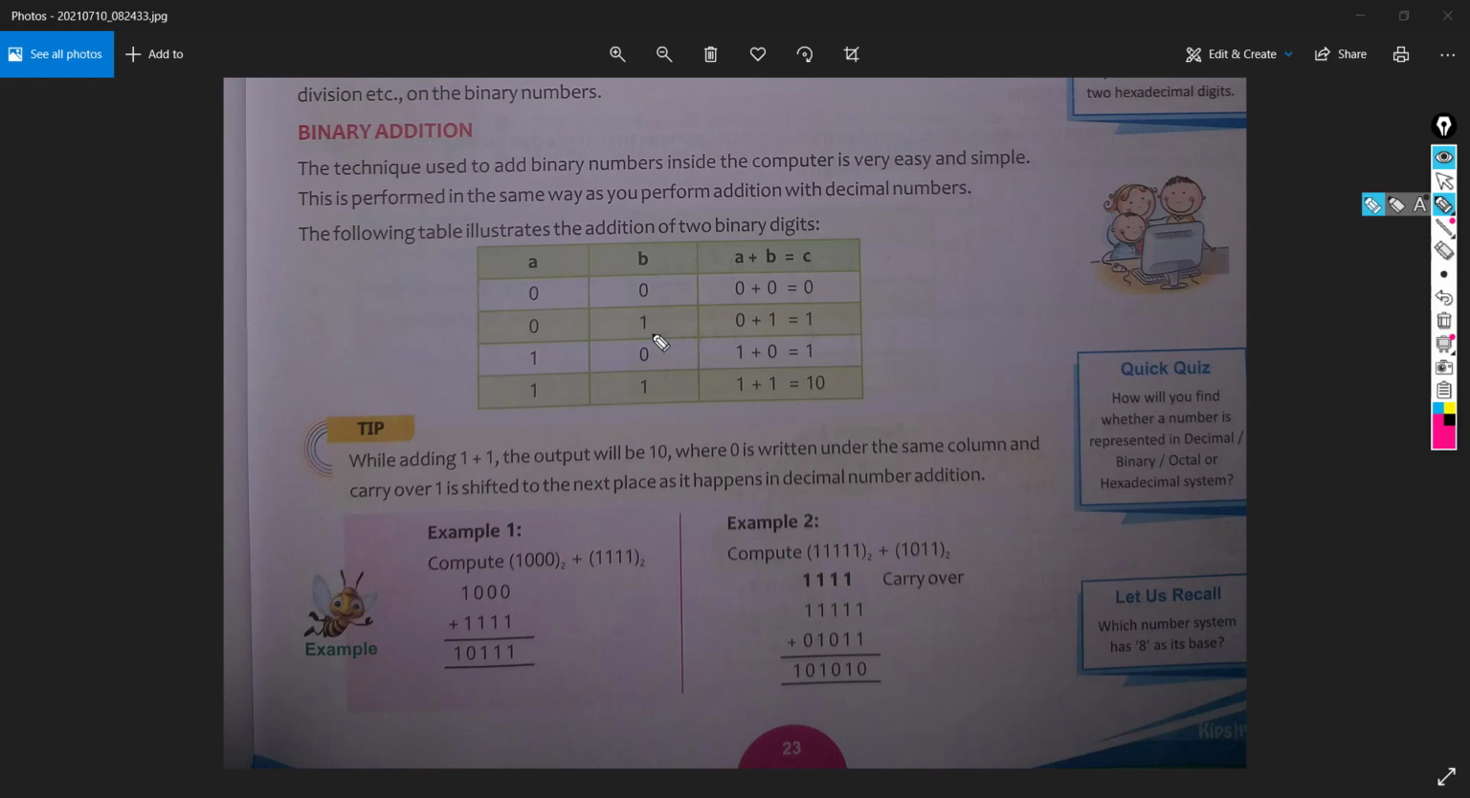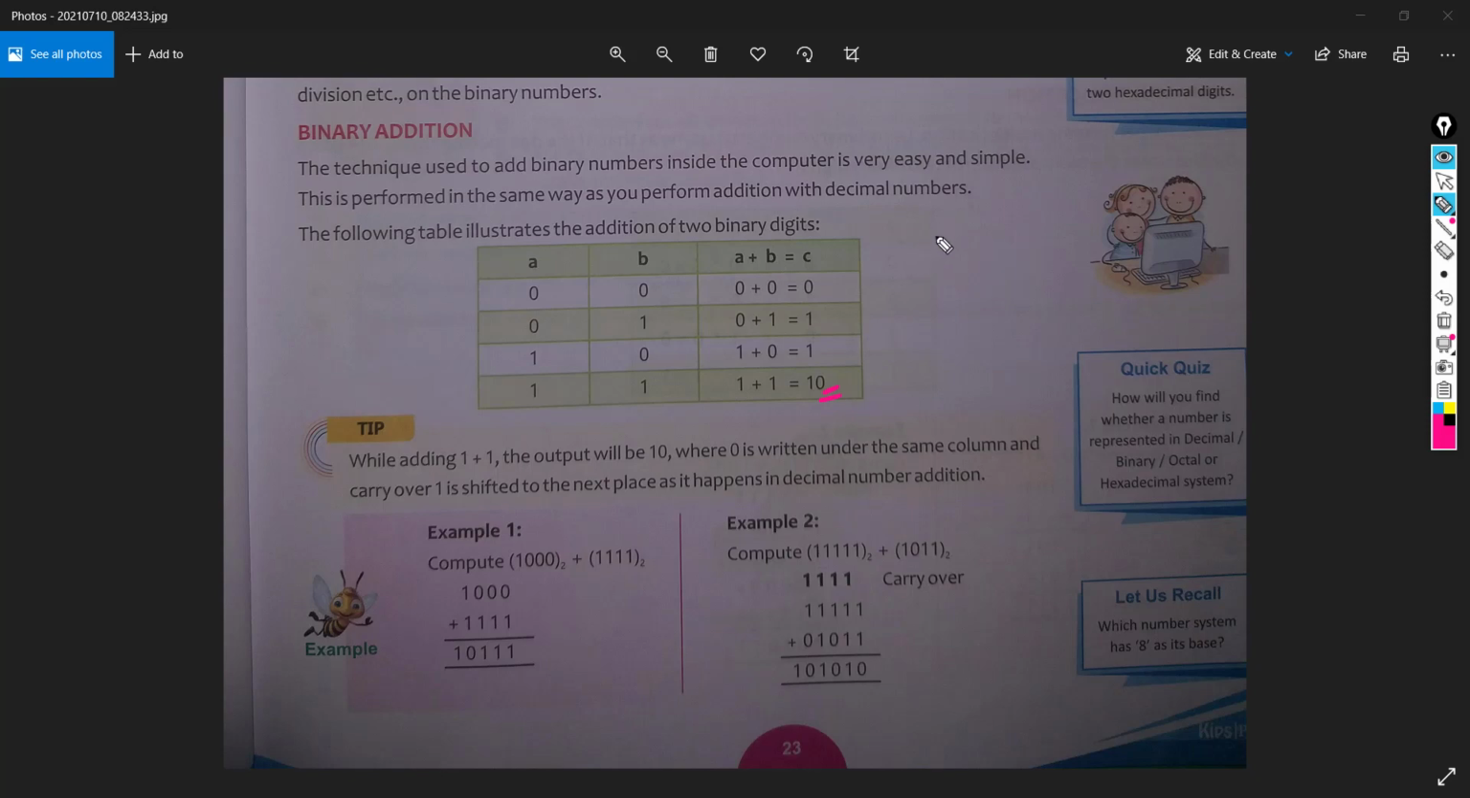Let's see this table. 0 plus 0 will be 0, 0 plus 1 will be 1, 1 plus 0 will be 1, as in decimal. But when we add two binary ones together, the result will be 1 0. You don't consider it as the decimal number 10. It's the binary number 1 0, not ten.